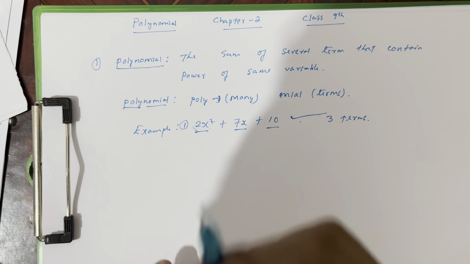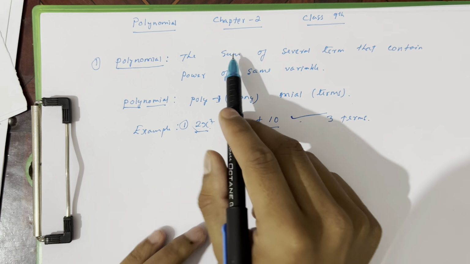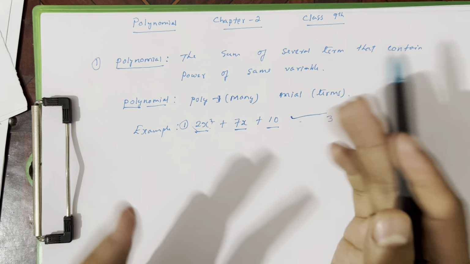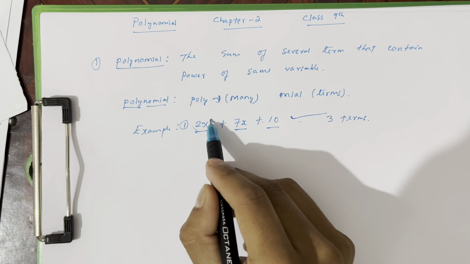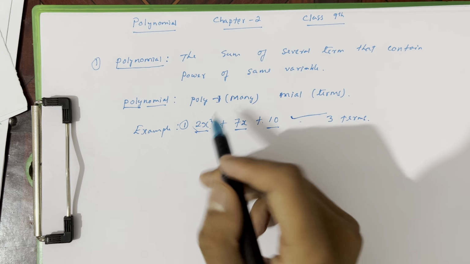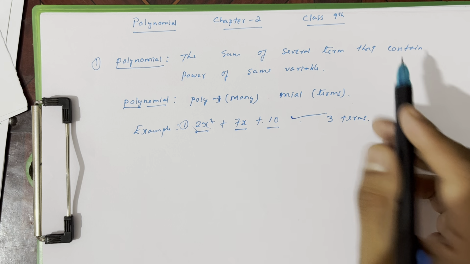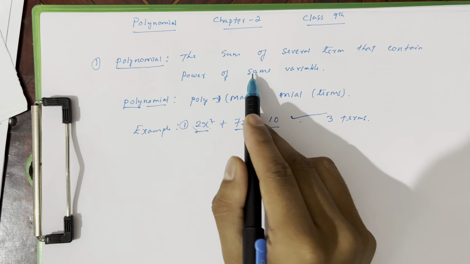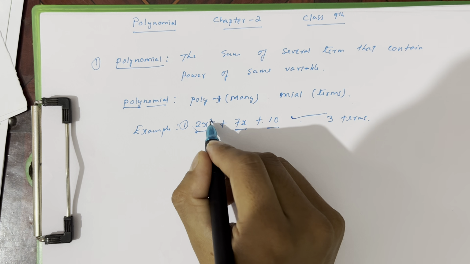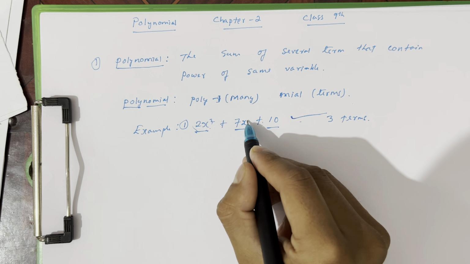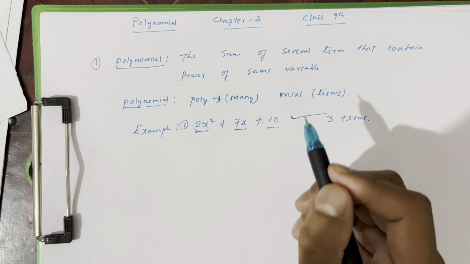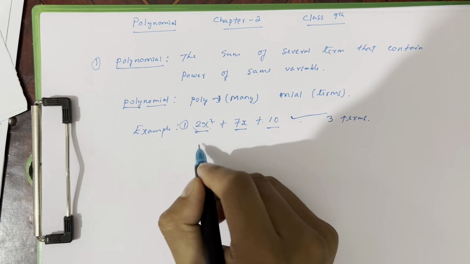Okay, so now you see, check the definition. The sum means plus. This is the sum of several terms. How many terms we have? Several terms means many terms. 1, 2, 3. Okay, that contain power of the same variable. What is the power of x here? It is 2. And then here, what is the power of x? 1. Okay, same variable.